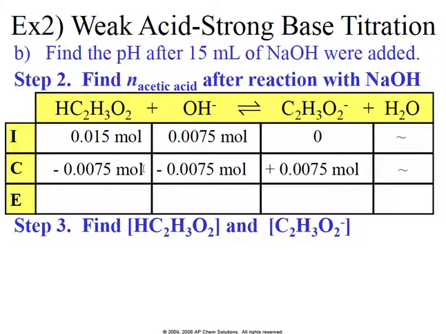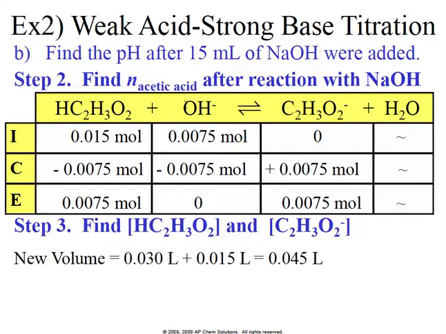Here we're going to subtract, because the OH is going to be limiting. We're going to add the acetate here. So now that's how much we have left, because this is half of that. We have no more OH, and now we have 0.0075 moles of the acetate that is created, because remember, this H goes there, right?